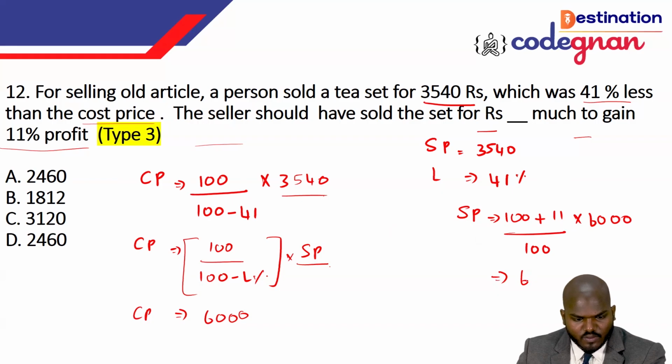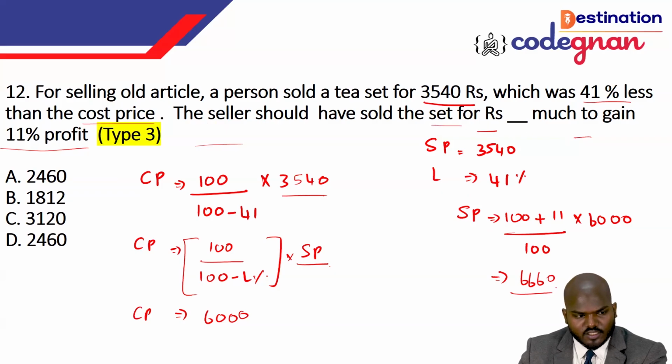This is what they are asking. The seller should make the selling price with respect to this 11 percent profit, which means he will get the value 6660 here. So this is the required amount the seller should have sold the set for.